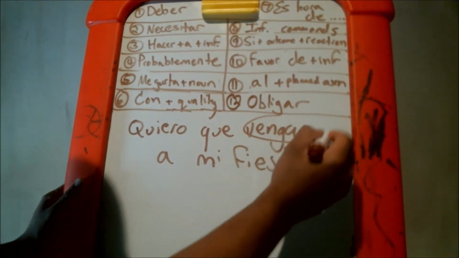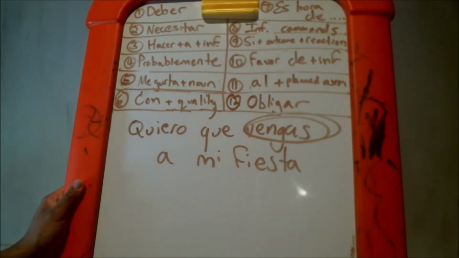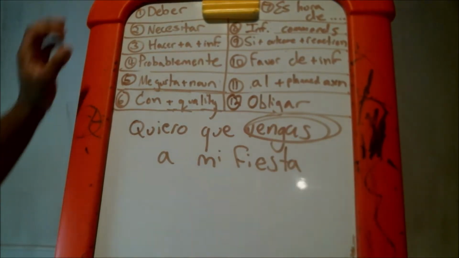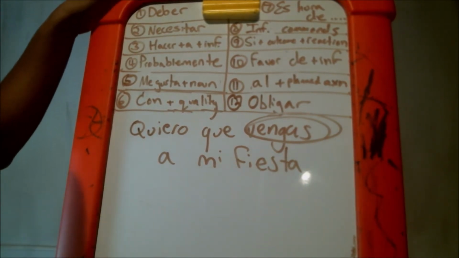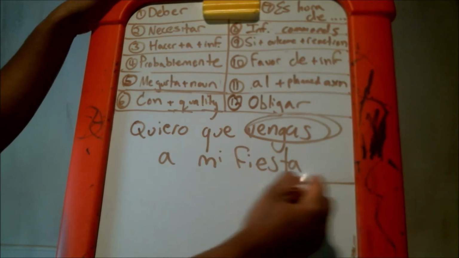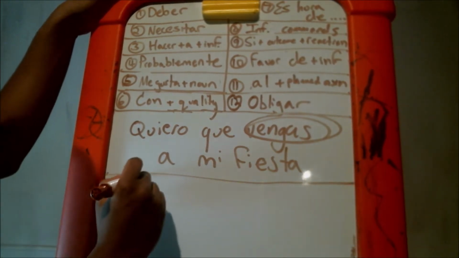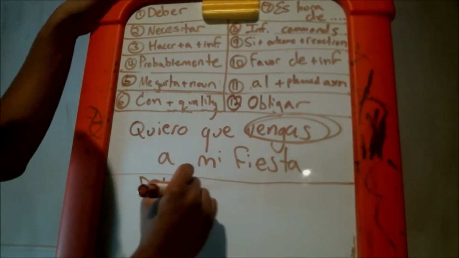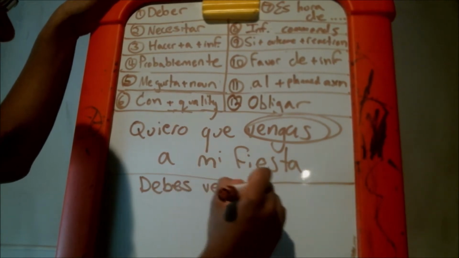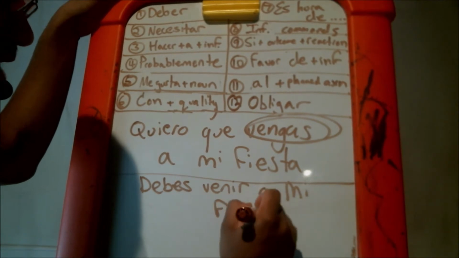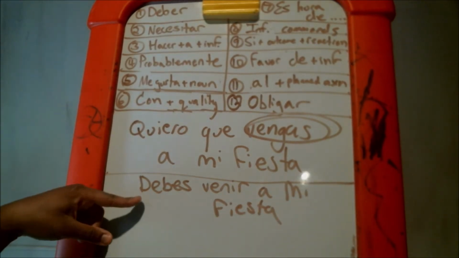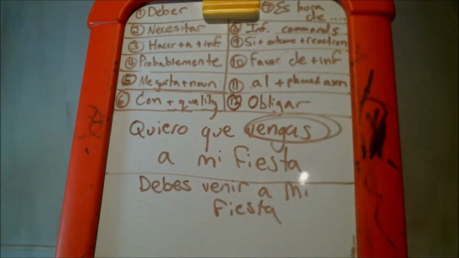Now, this right here is the subjunctive, okay? What if you forgot how to use the subjunctive? Deber can help you out. Watch this. So this is the subjunctive, right? Now let's down here do it without the subjunctive. Debes venir a mi fiesta. Notice I use deber. This means I want you to come to my party, right?